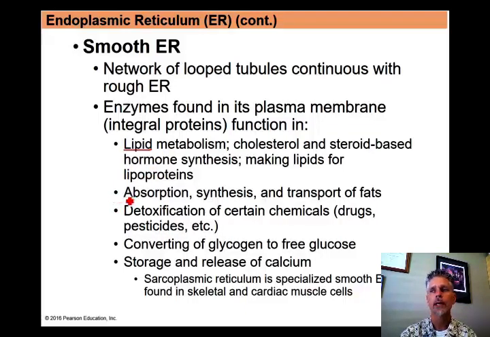Also, we can break down fats there, detoxify certain types of chemicals, work on converting some of our energy molecules, and store and release calcium in particular cells like cardiac muscle cells and skeletal cells. But the main one we see here is lipid metabolism, as well as the processing of lipids. Those are some of the critical ones. So you can imagine smooth ER, there's going to be a lot in the liver, associated with the digestive system.